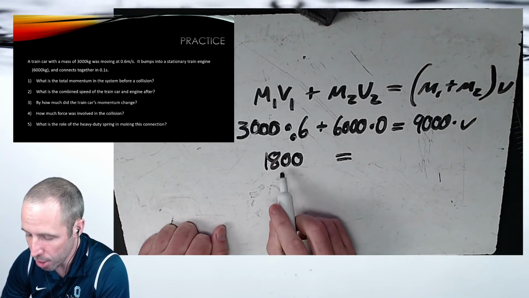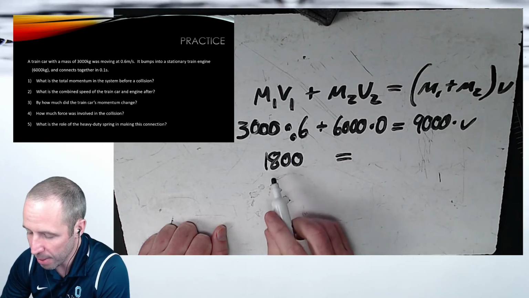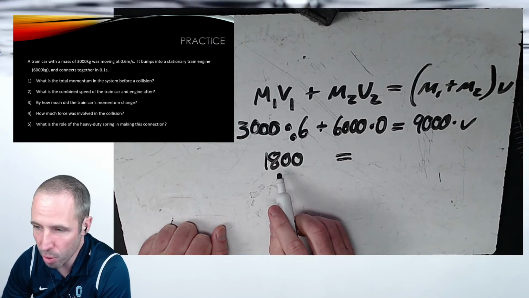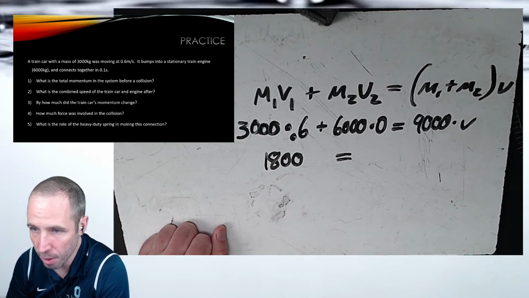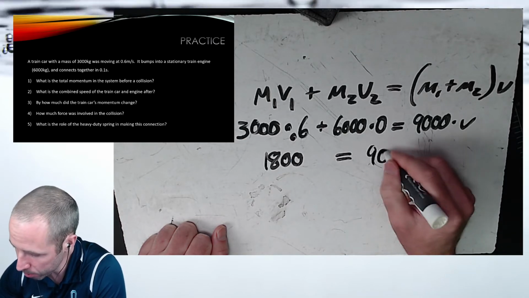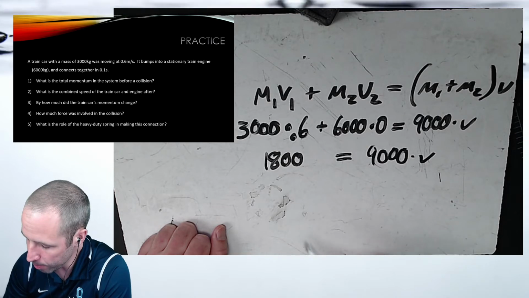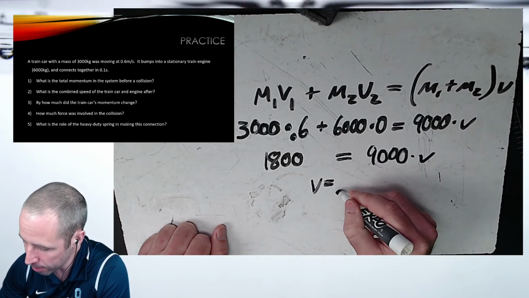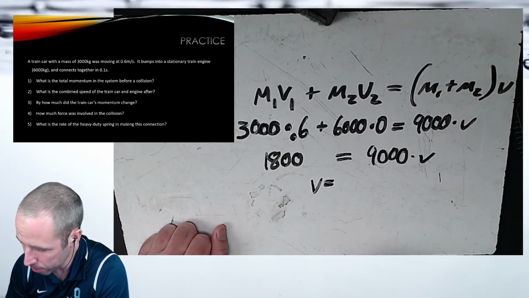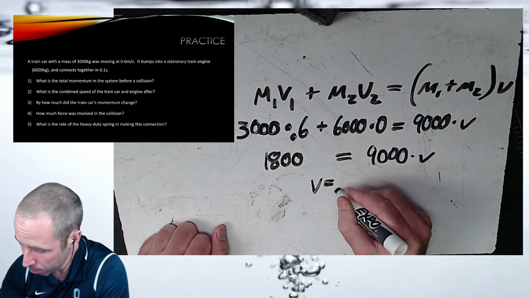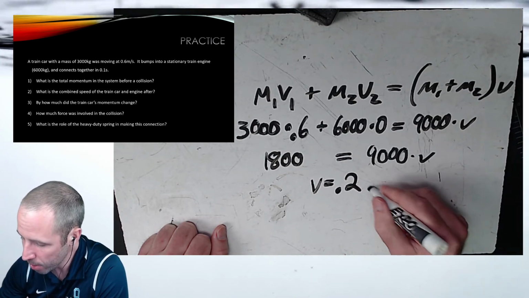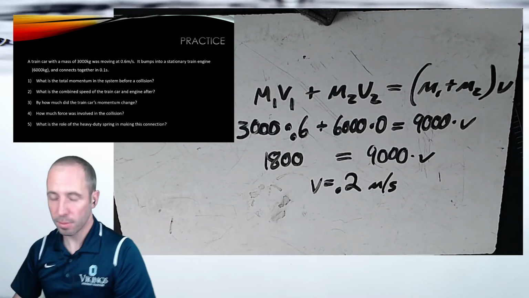That number can't change from before to after because momentum is a conserved property. You can't create or destroy momentum. It stays the same. And then what we can do is we can use that to solve for velocity after impact. So I'm going to divide both sides by 9,000. And I believe we get a velocity of 0.2 meters per second. Okay.